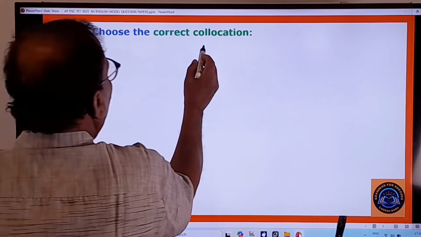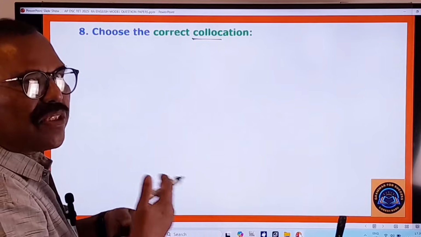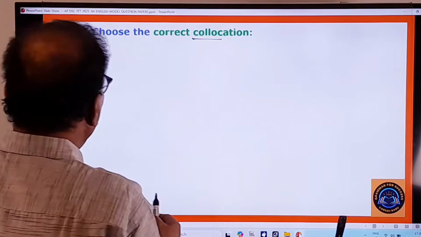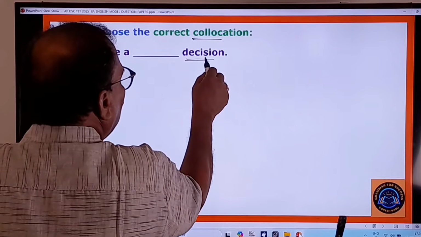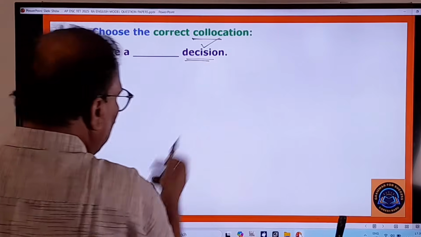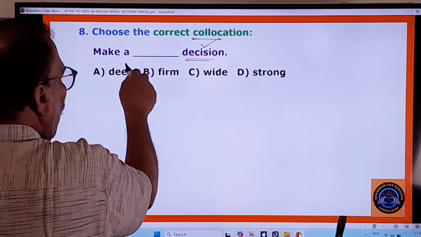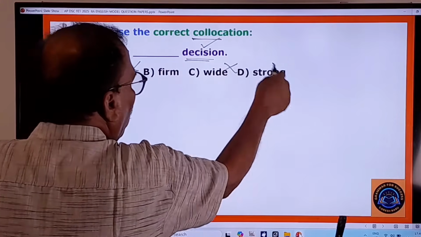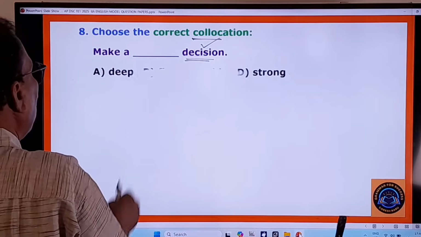Eighth question. Choose the correct collocation. Collocation means a combination of words, that is called a collocation. And here you pay attention. Make a dash decision. So what word goes with this decision? Here let us look at the given options. Deep, make a deep decision, no. Make a wide decision, no. Make a strong decision, no. Make a firm decision.